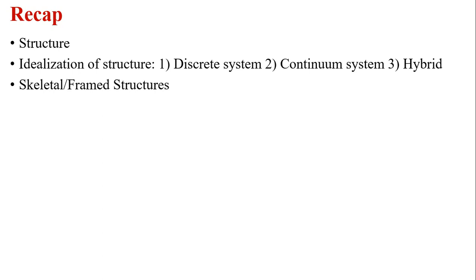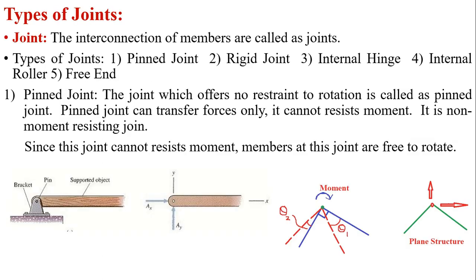We have already discussed idealization of structure, means its classification, what is meant by discrete system, what is meant by continuum system, and what is meant by hybrid system. In addition to that, we have already discussed skeletal structures or framed structures. Now we will discuss a few more terms which are related to our subject, or rather we must know before starting the actual contents of our subject. So let us start with types of joints.